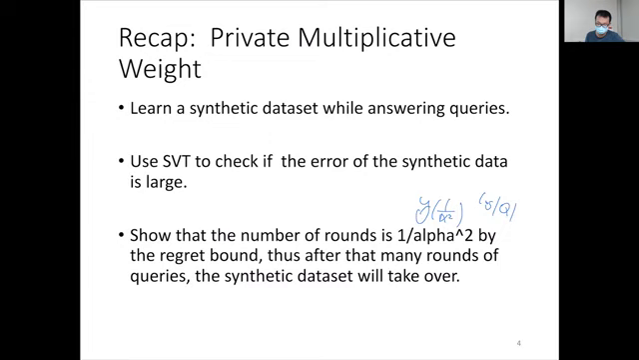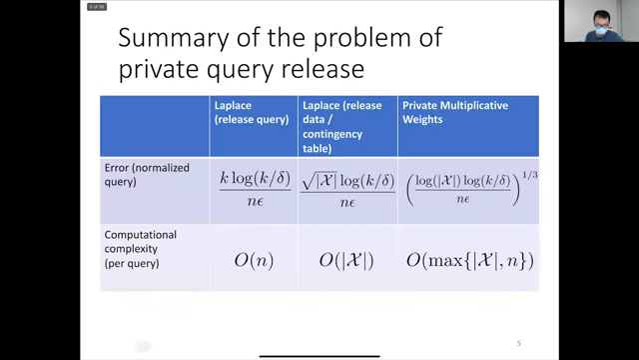Okay, so what the regret bound of the multiplicative weight algorithm says is that after this many rounds of queries that actually cost privacy budget, the synthetic data set will take over and will no longer be asking for any more actual answers from the actual data. Everything will be handled by the synthetic data set from this point onwards. Right, so it's an algorithm that makes perfect sense, and it is a combination of interesting ideas from two different communities. Yeah, so it's kind of a nice algorithm.